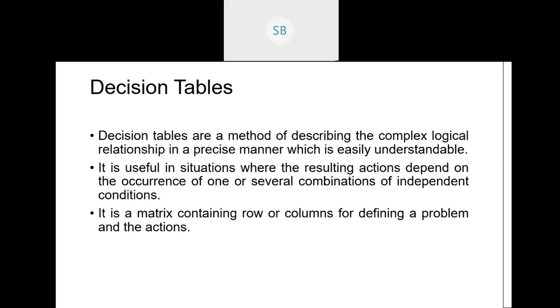A decision table is basically a method of describing a complex logical relationship in a precise manner which is easily understandable. So any relationship which is complex, you can easily understand by going through the decision table. It is useful in situations where the resulting action depends on the occurrence of one or several combinations of independent conditions. Basically it will show a matrix containing rows and columns, for defining a problem and action. We'll check after a few minutes how the decision table looks.